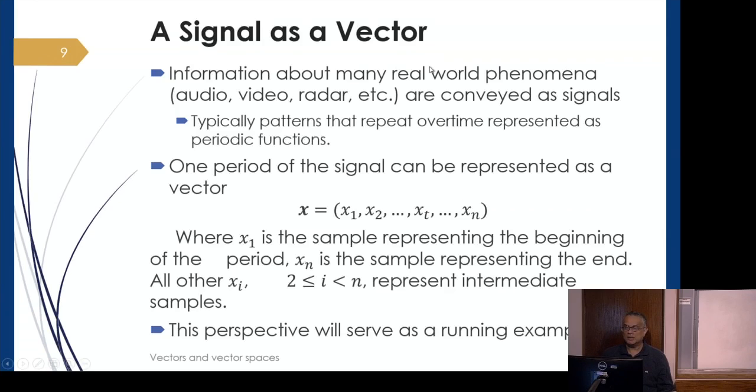Many times when we want to represent information from the real world, such as audio signals, video, radar, many different types of signals, which are usually patterns that repeat over time, represented as periodic functions, then we can think of writing the signal as a vector with elements x1 through xn. x1 is the sample of this vector representing the beginning of a period, xn is the sample representing the end of a period, and intermediate values xi are values between the beginning and the end of the period. And we will be coming back to this way of thinking about signals. Instead of writing out a full signal, a sampled vector representation is a useful way of manipulating them when we need to in future lectures.